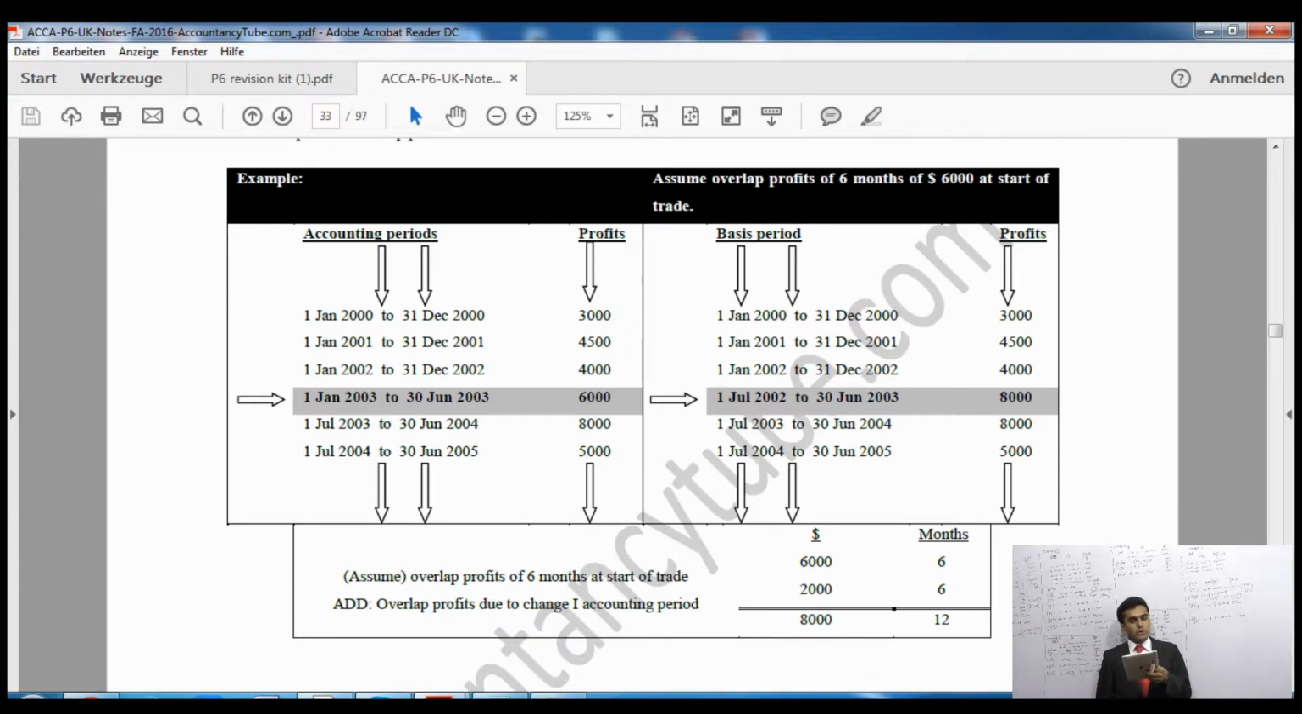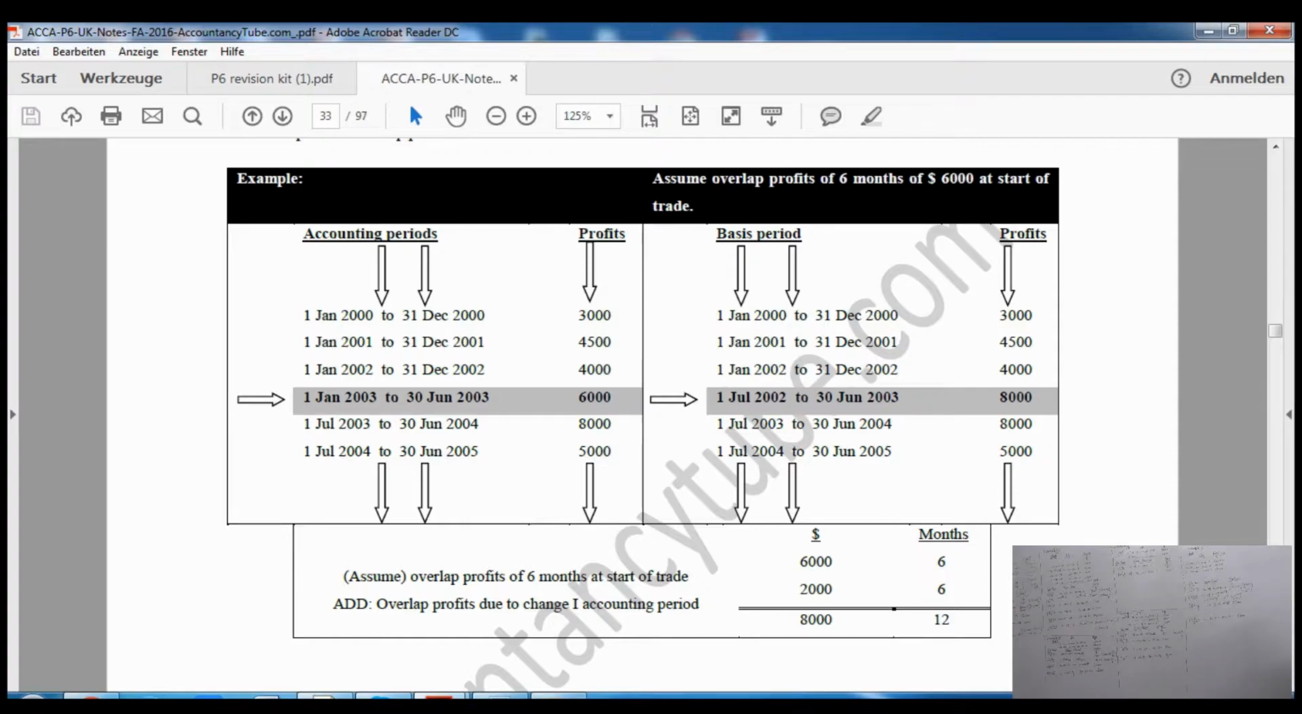Then he thought that he will make a change about the accounting period, and he will make his year end the 30th of June every year. So when he wanted the year end to be 30th of June, obviously it will result in a shorter period of accounts. So he made his accounts 6 months to 30th of June 2003. All right.